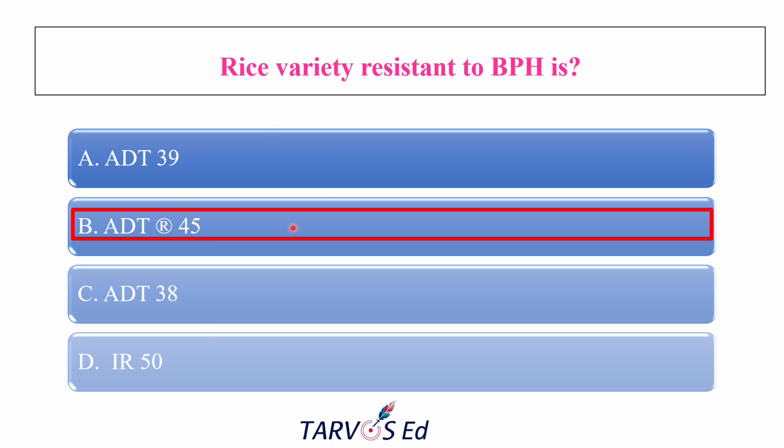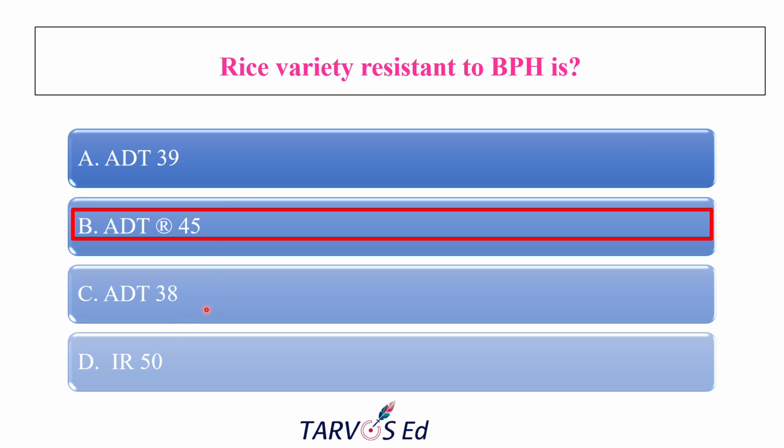And why others are wrong: ADT 39 is generally resistant to blast disease and also moderately resistant to leaf folder. It is not known for BPH resistance because it is a short duration variety for the summer season. Coming to ADT 38, which is generally released for drought tolerance. Remember one thing: if a question is asked about a drought tolerant rice variety, you should pick the answer ADT 38.